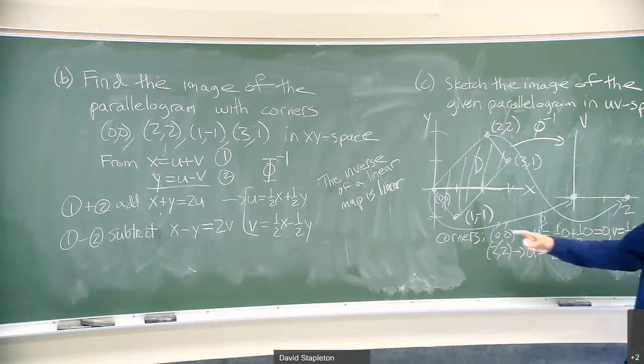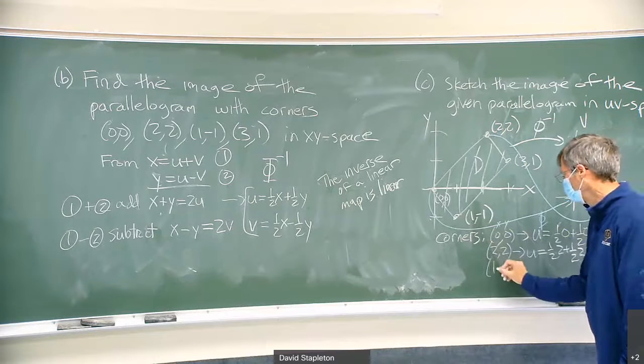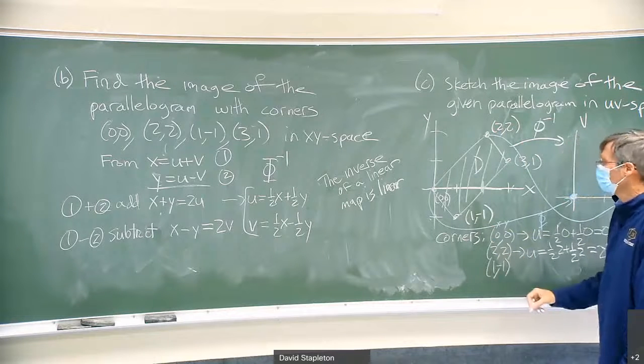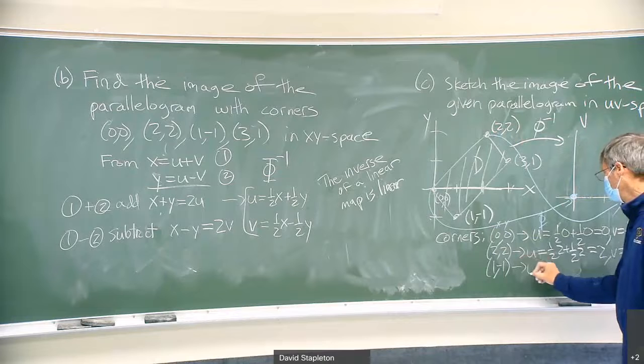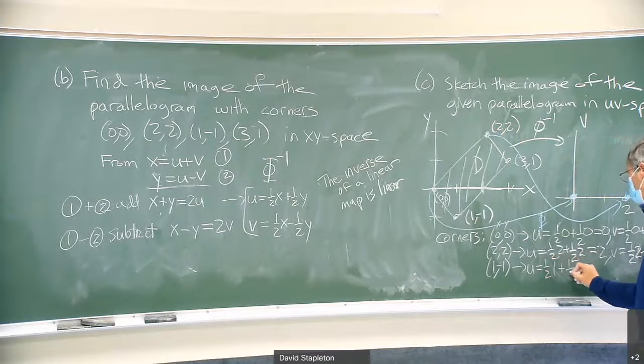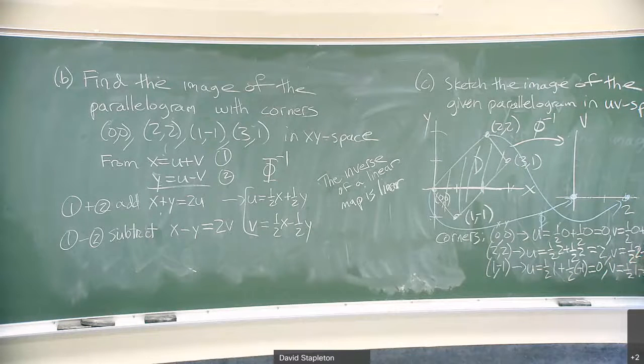And then the point 1, minus 1 under this map. U becomes 1/2 times 1 plus 1/2 times minus 1, which is 0. V is 1/2 times 1 minus 1/2 times minus 1, which is 1. And so 1, minus 1 is mapped to the point 0, 1.